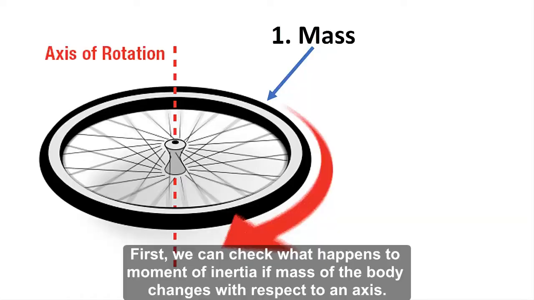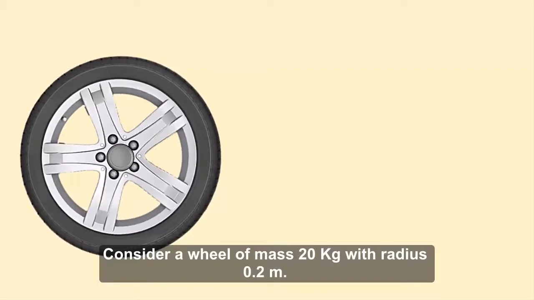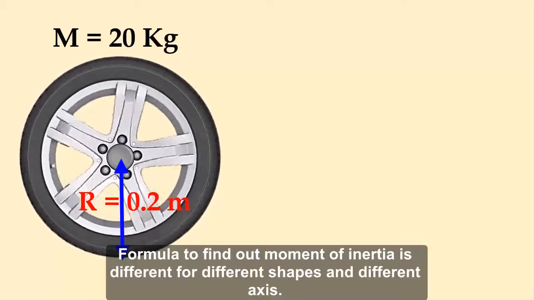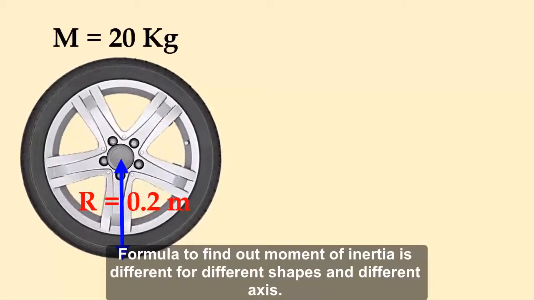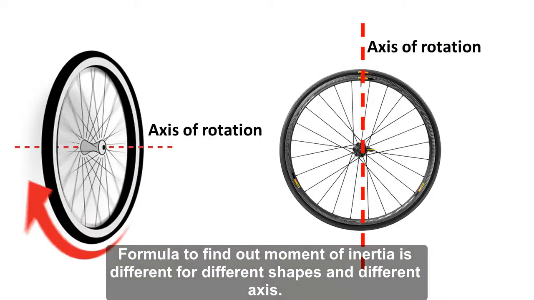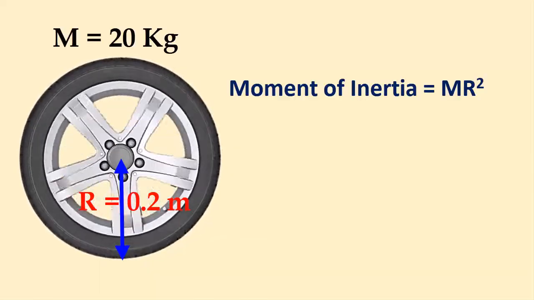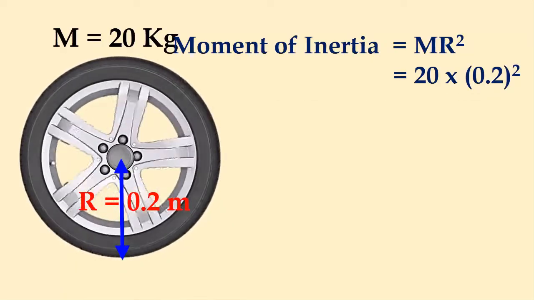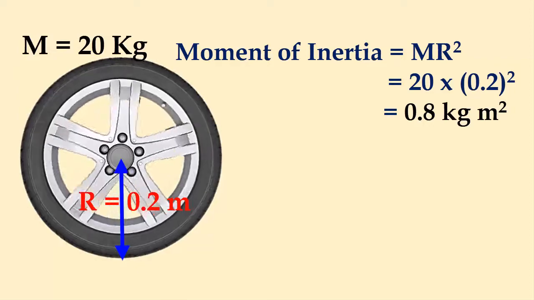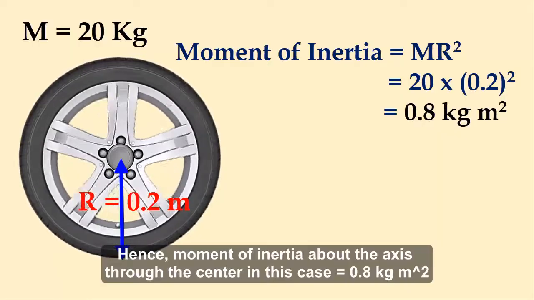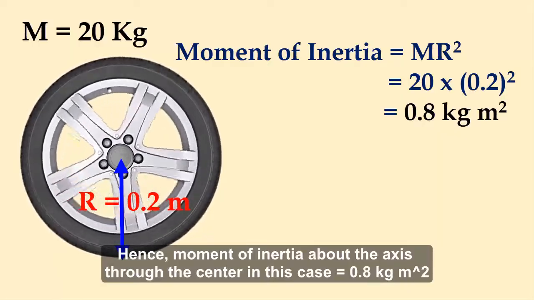First, we can check what happens to the moment of inertia if the mass of the body changes with respect to an axis. Consider a wheel of mass 20 kg with radius 0.2 meter. The formula to find the moment of inertia is different for different shapes and different axes. Here, the moment of inertia of the wheel about the axis of rotation is mr², which is equal to 20 × 0.2², which is equal to 0.8 kg m². Hence, the moment of inertia about an axis through the center in this case is 0.8 kg m².